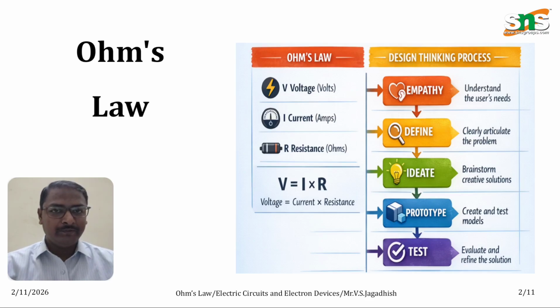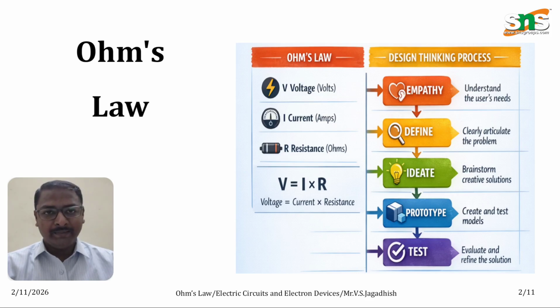Here, we study all the topics of basic electronics through a design thinking approach. I have listed the 5 stages of design thinking along with the topic of Ohm's law. First, we will discuss what Ohm's law is. It is defined as the product of current and resistance being equal to the voltage in the circuit. It is given in equation form as V equal to IR, where V represents the voltage, I represents the current and R represents the resistance present in the circuit.